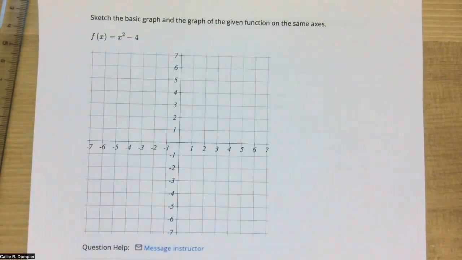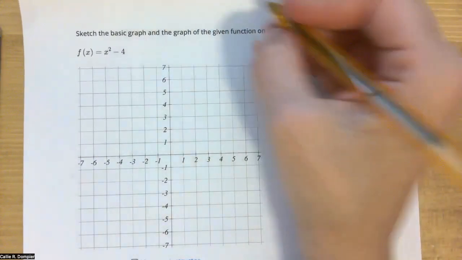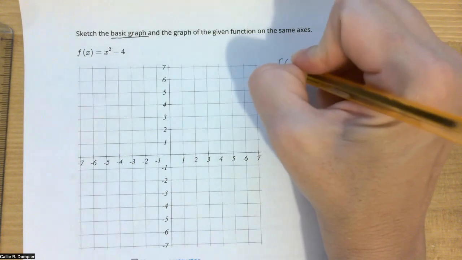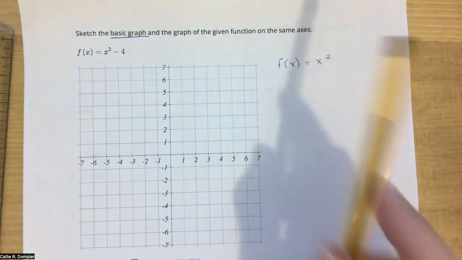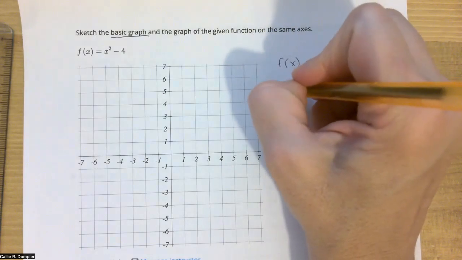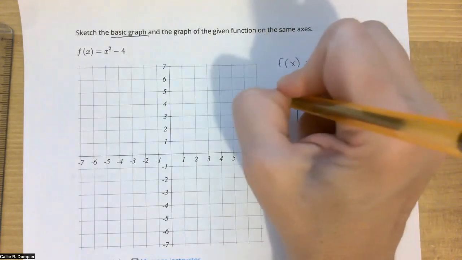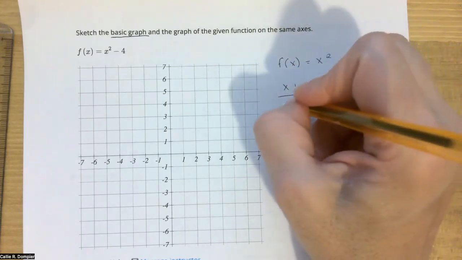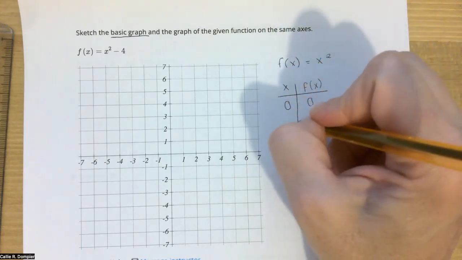All right, sketch the basic graph of the given function and the graph of the given function on the same axis. So the basic graph is the parent function. Basic graph is going to be f of x equals x squared. Okay, let's make a table of x, y values or x, f of x values for this. Okay, if x is 0, 0 squared is just going to give us 0.